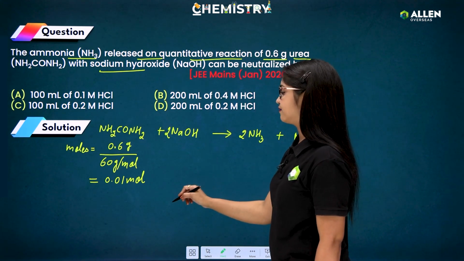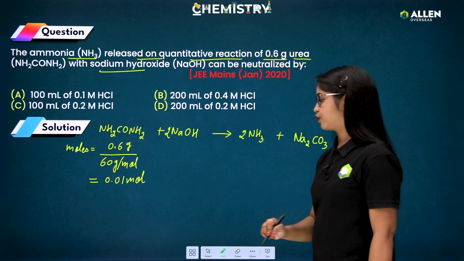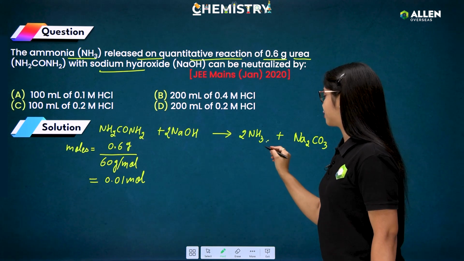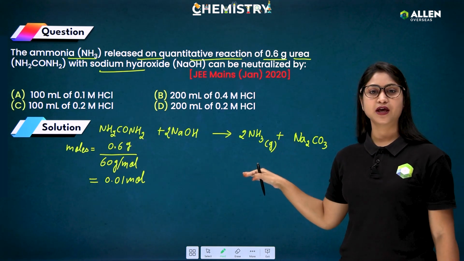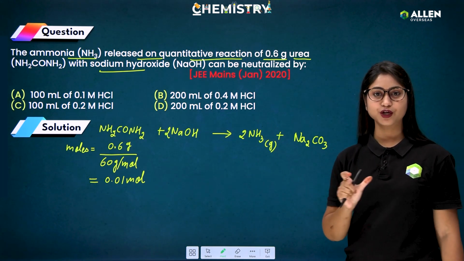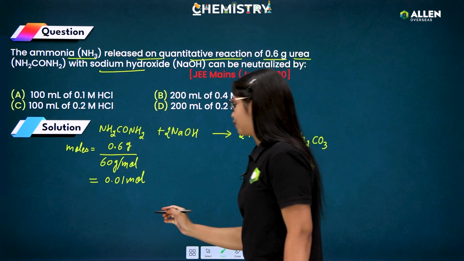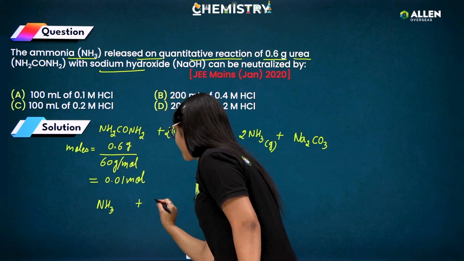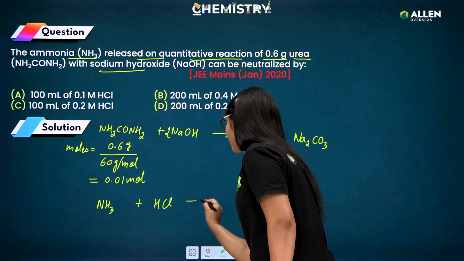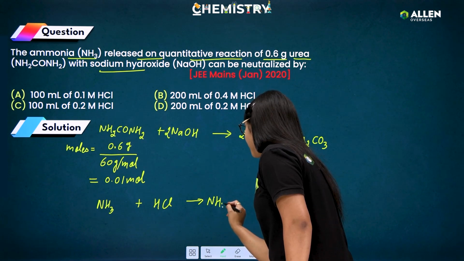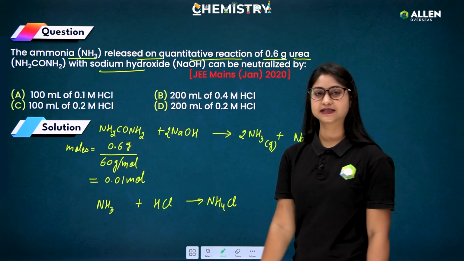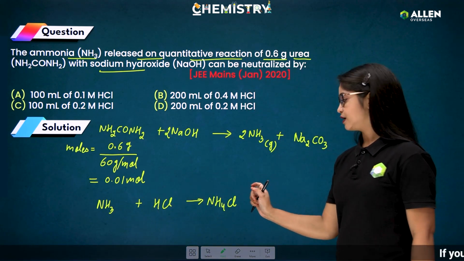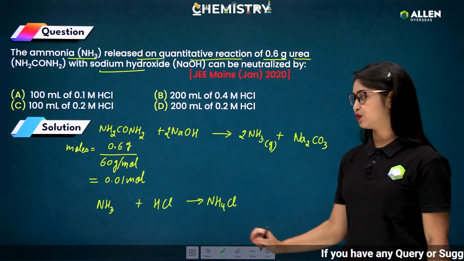So we have got the moles of urea, right? And now we have to write the second equation also. This is the first reaction. Now whatever ammonia gas is produced in the first reaction will be reacting with the HCl for the neutralization reaction. So I am writing the neutralization reaction now. Ammonia will react with HCl to form ammonium chloride, NH4Cl. This is the balanced chemical reaction, right?